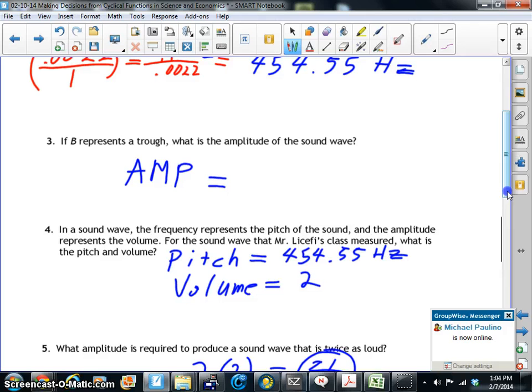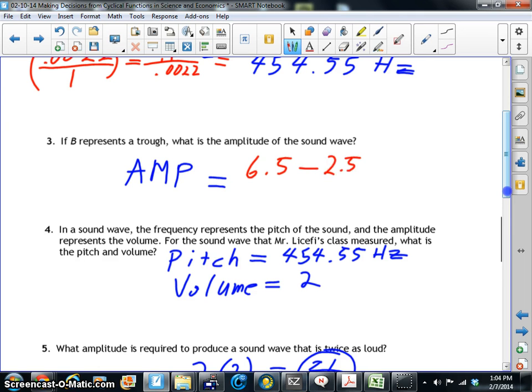You're going to take 6.5 minus 2.5 and also divide that by 2 to find our amp, or amplitude. That gives us 4 divided by 2, which is equal to 2.